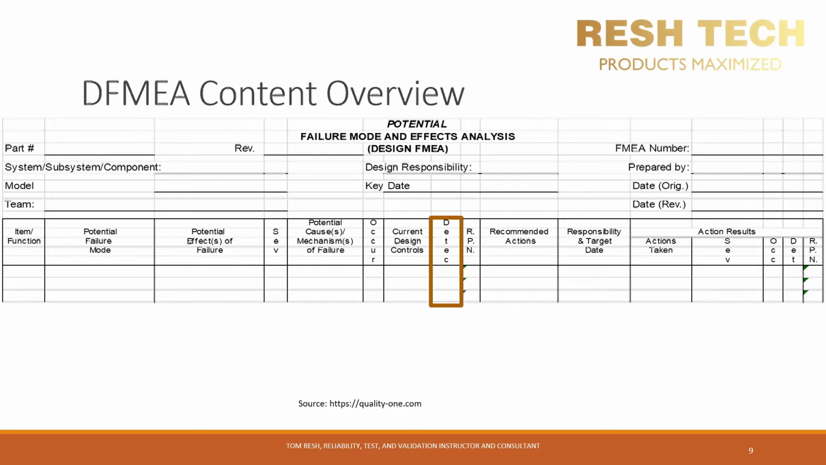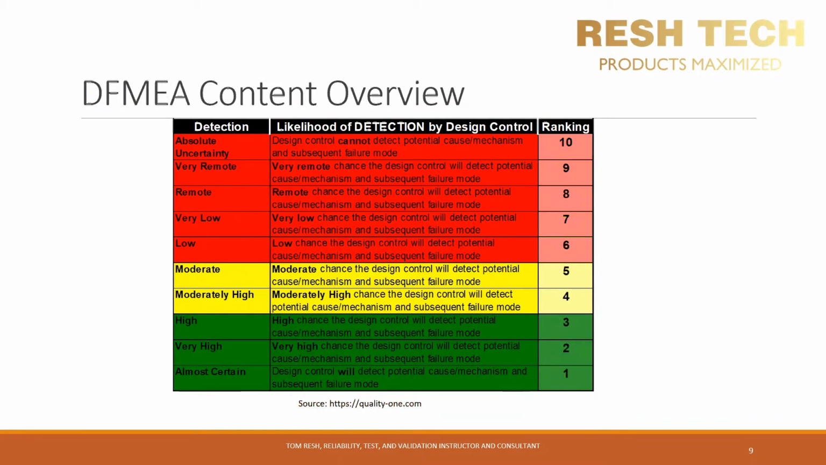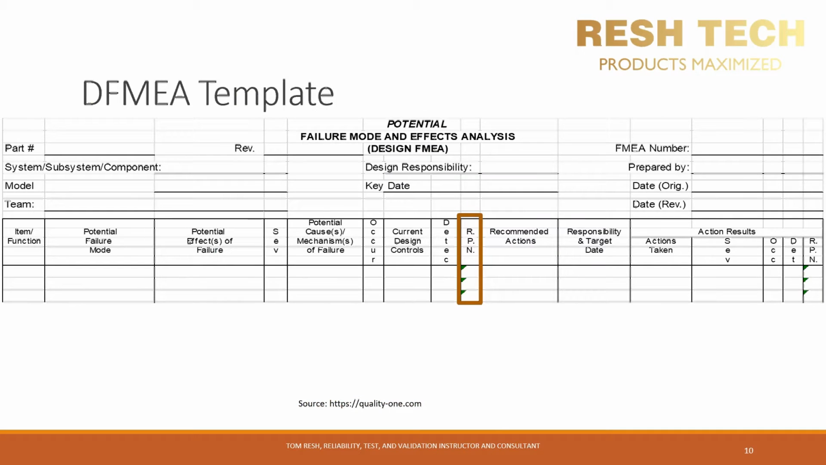Let's take a look at an example table to give us a better understanding of how to rank our detection level. A detection level of 1 indicates that you will most likely find your potential cause and mechanism for failure with your design control. And a 10 means you're not going to find it and it's going to go undetected. Depending on the severity and number of occurrences, that's going to bite you really bad. So take a heavy look into your design control for a particular failure mode in your design.